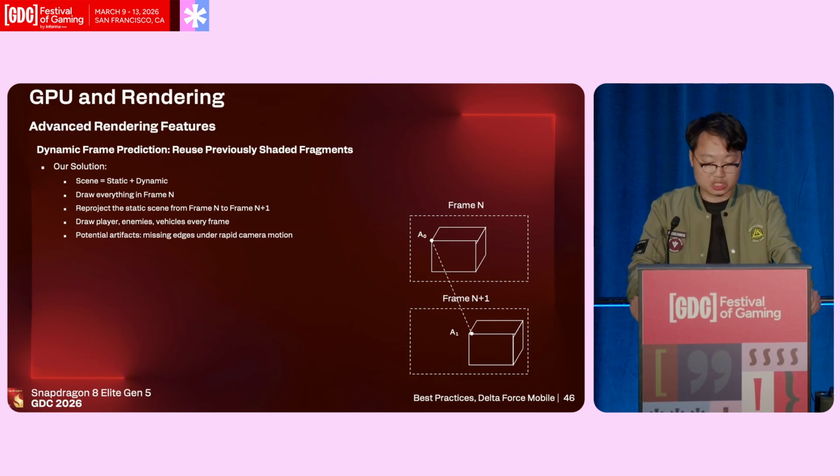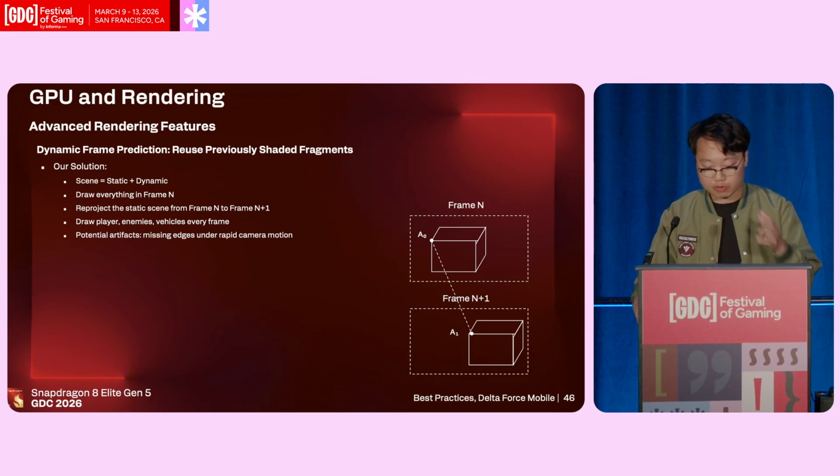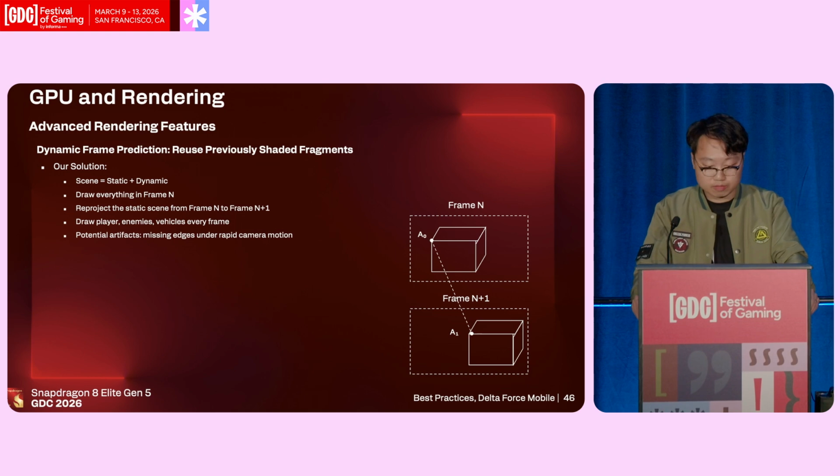All we need to do is to take the previous frame's image, use the camera parameters from that frame to unproject it back to the world space, and then reproject it to the screen space using the current frame's camera, so that we can reuse the pixels that have already been shaded. For dynamic objects, characters, weapons, and so on, we render them normally, just like before.